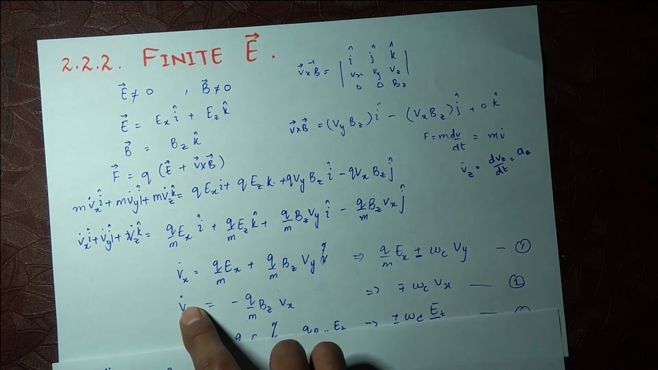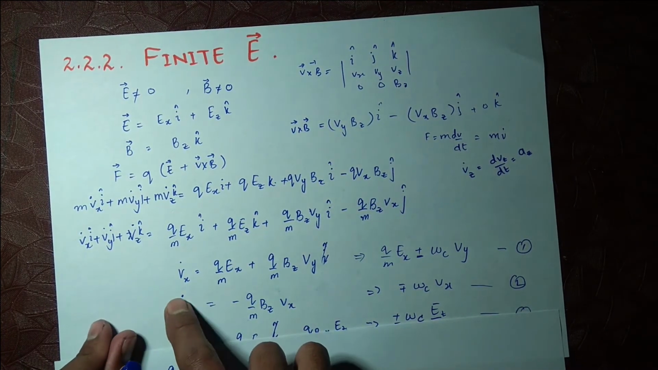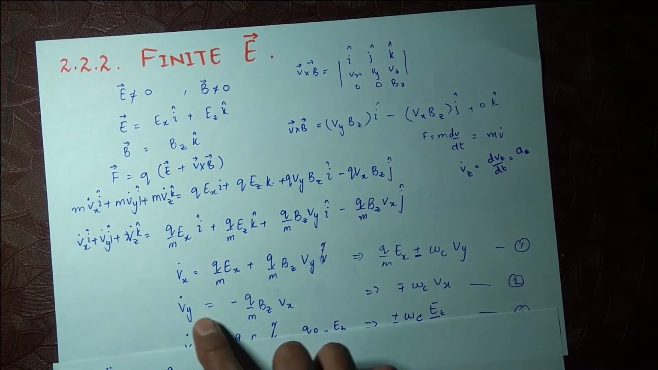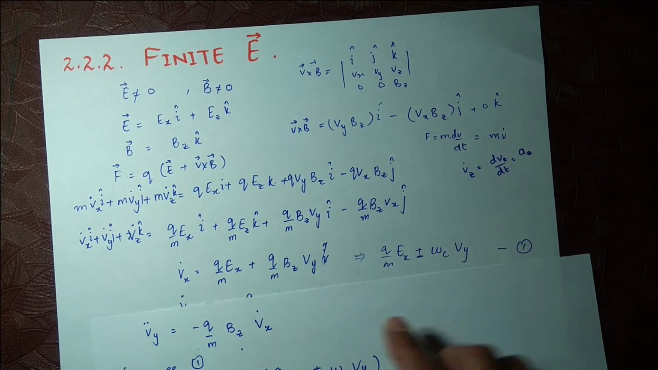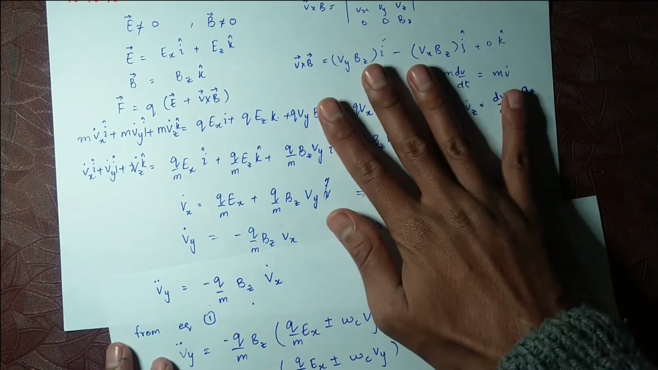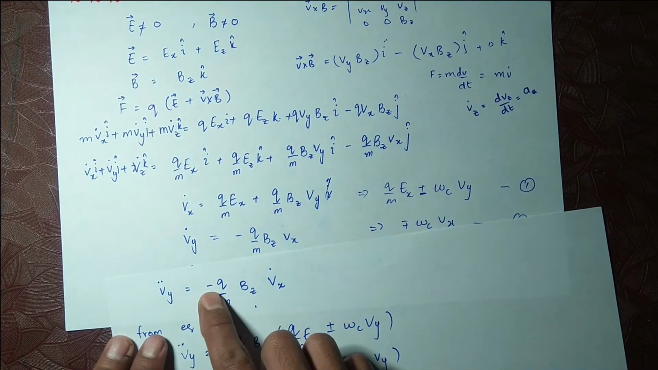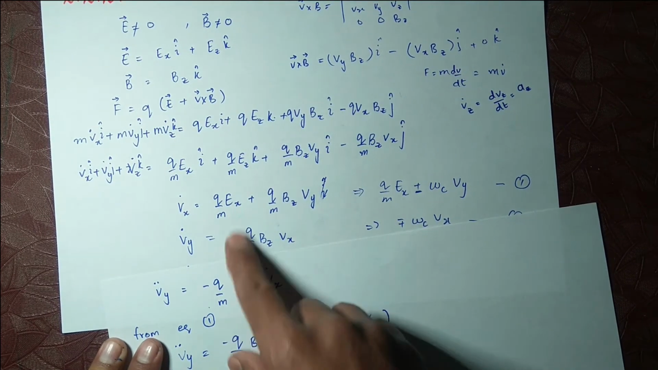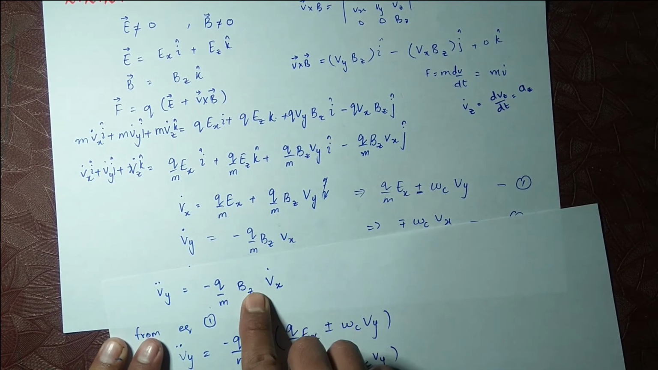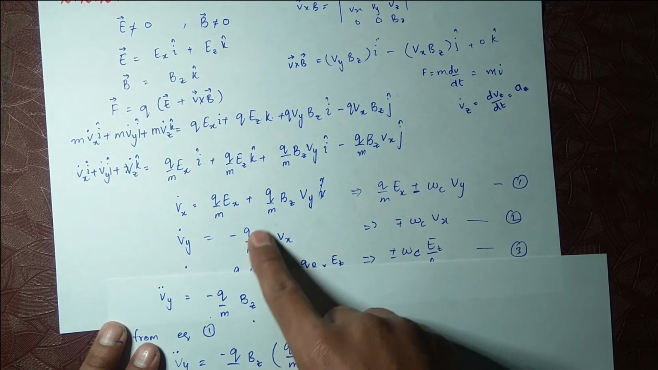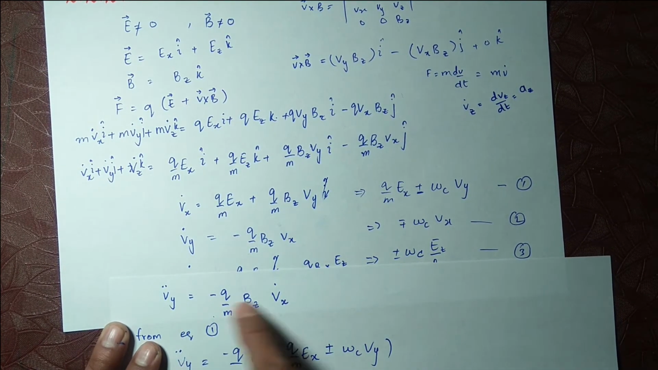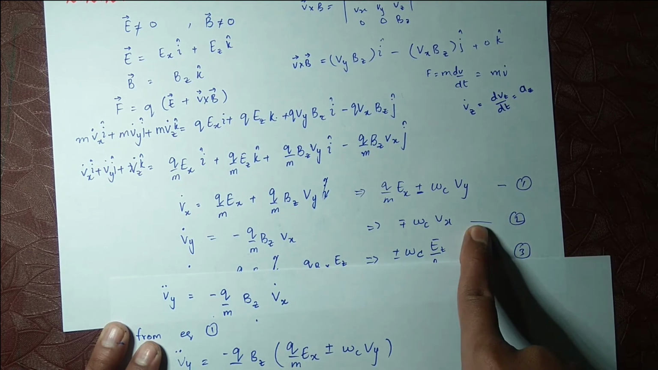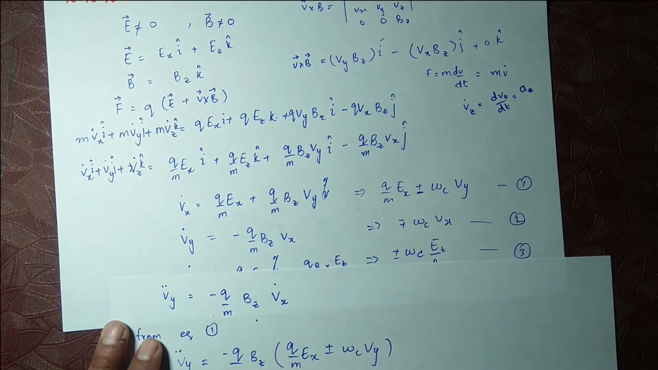So we will take a time derivative. When we take the time derivative, there will be the Vy double dot here. Vy double dot equals minus q over m B of z, this term, minus q over m B of z Vx dot. Okay, this is after the time derivative of equation number 2.